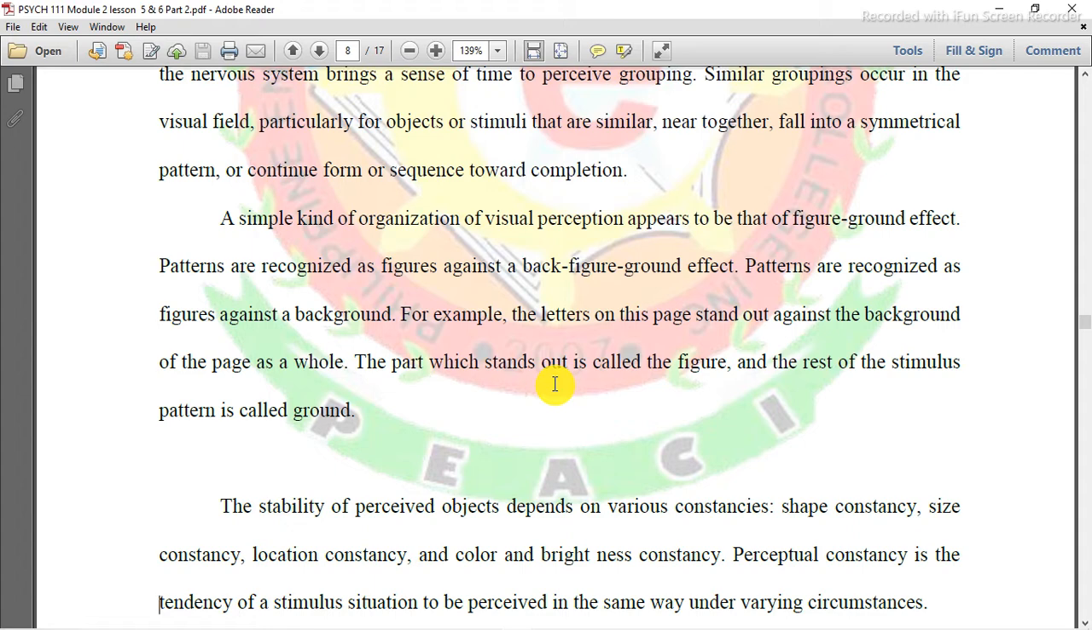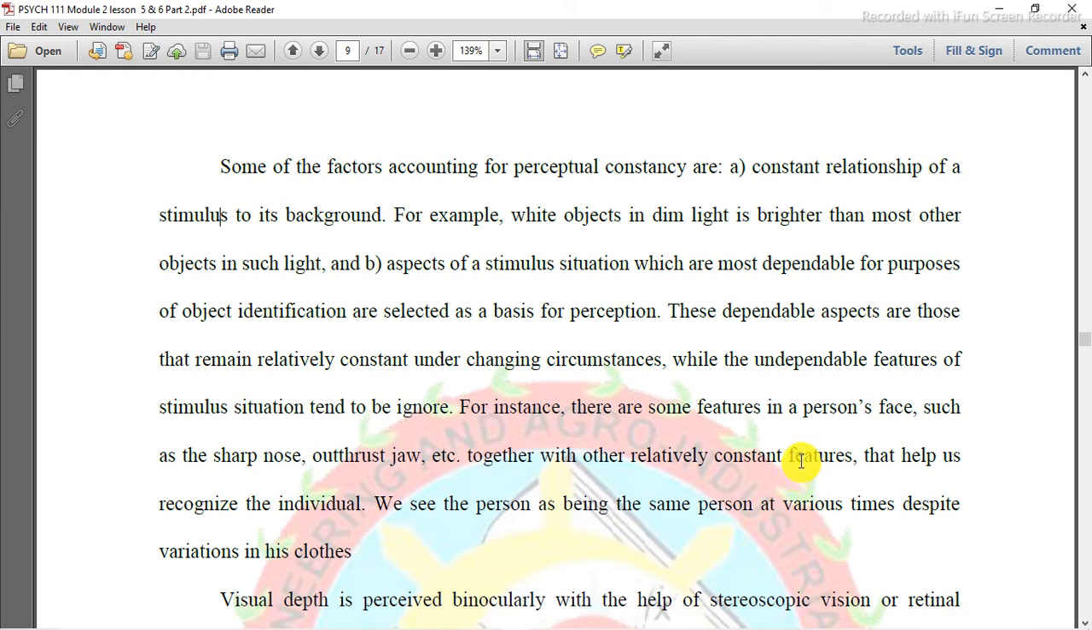Okay? So, the stability of perceived objects depends on the various constancies: shape constancy, size constancy, location constancy, and color or brightness. Yung sabi ko nga dito, the more contrast about the color, the more shape. No? So, sometimes talaga pag nare-retain natin yung isang bagay ng attention natin, nalalaman kaagad natin yung shape, size, and even the location itself, no? Okay? So, perceptual constancy.